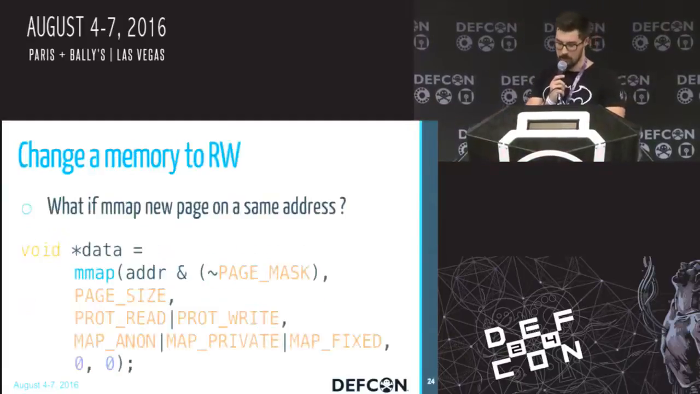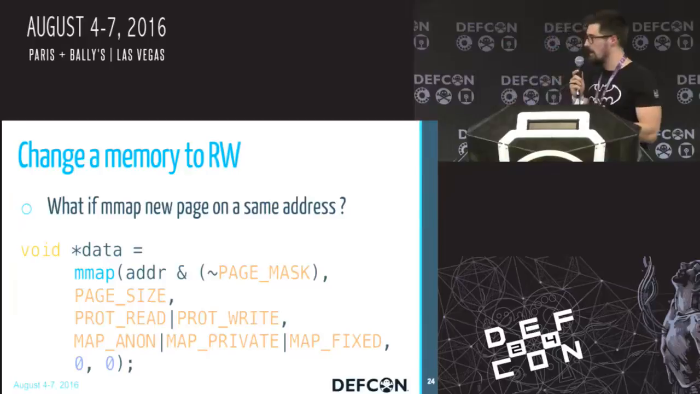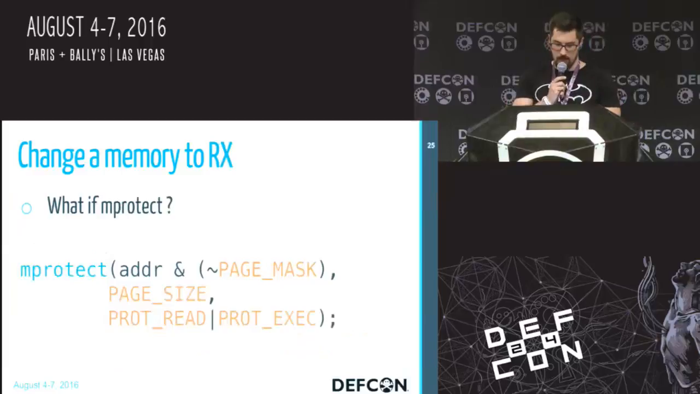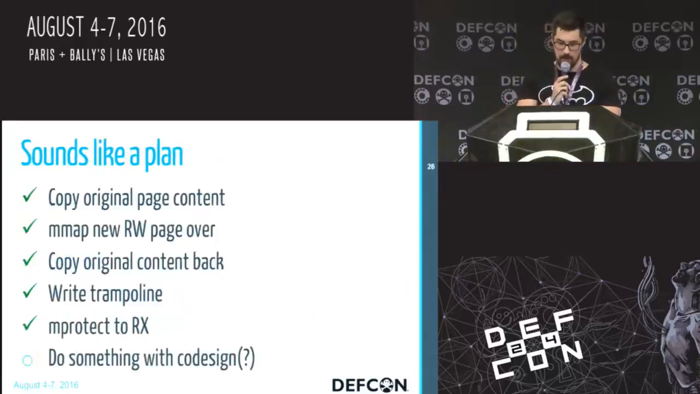So I started playing with memory allocations and had an idea. What if we can allocate a new memory region with readable, writable permissions, just on the same address where the executable region is. So, long story short, we can use mmap with MAP_ANON, MAP_PRIVATE, and MAP_FIXED flags, overwrite the executable region with readable, writable memory, copy the original content back, and yeah, we get writable memory. How can we switch it back to be executable? Well, that's easy. As it's our memory, it's anon memory, we can just use the mprotect syscall for that. And it sounds like a plan.